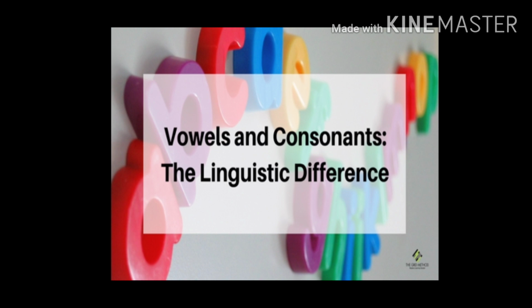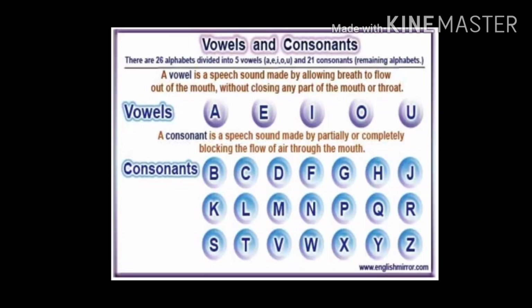For any English learner, this is what consonant and vowel would mean. I think most of you are aware of this. The English alphabet is made up of 21 consonants and 5 vowels. A vowel is a speech sound which is made by allowing breath to flow out of the mouth without closing any part of the mouth or throat. You can try it yourself. Call out A, E, I, O, U. You will find that the tongue does not interfere with the sound.